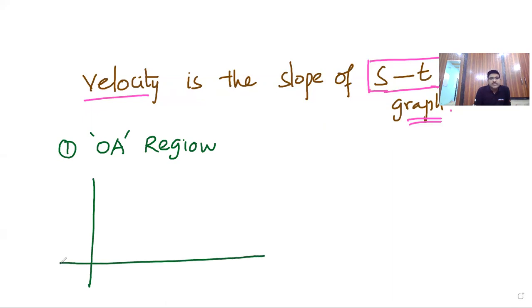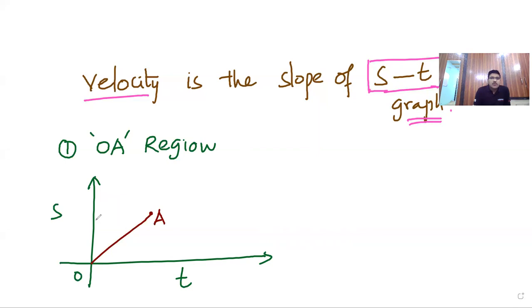Observe. This is the graph. T, time, S, the origin. Now, the OA region I am plotting separately here. This is the OA region. This is point A. I am not taking the AB and BC regions. Step by step I am going. I want the OA region only.